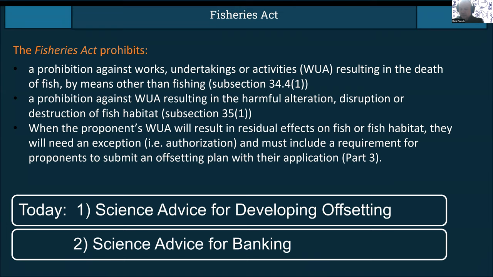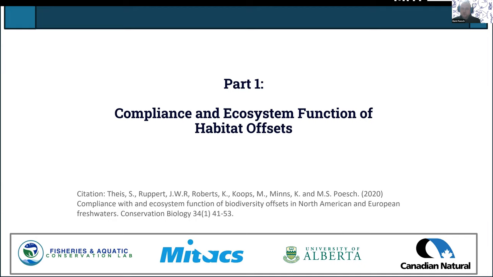And so for the first part, this is a paper that was authored by Sebastian Tice, who I think is joining us on the call, as well as our several collaborators. And what we want to do is look at the relationship between compliance, so regulatory compliance, and ecosystem function in habitat offsets.